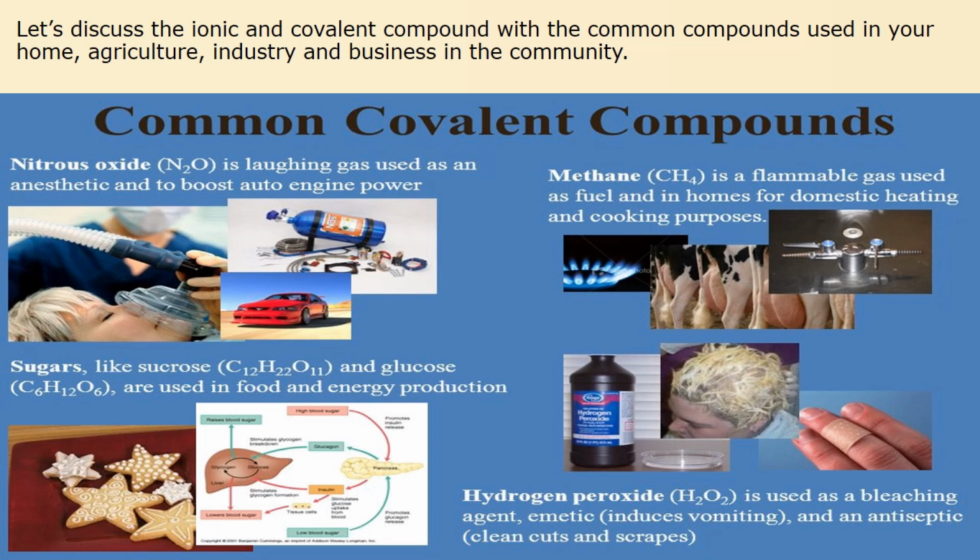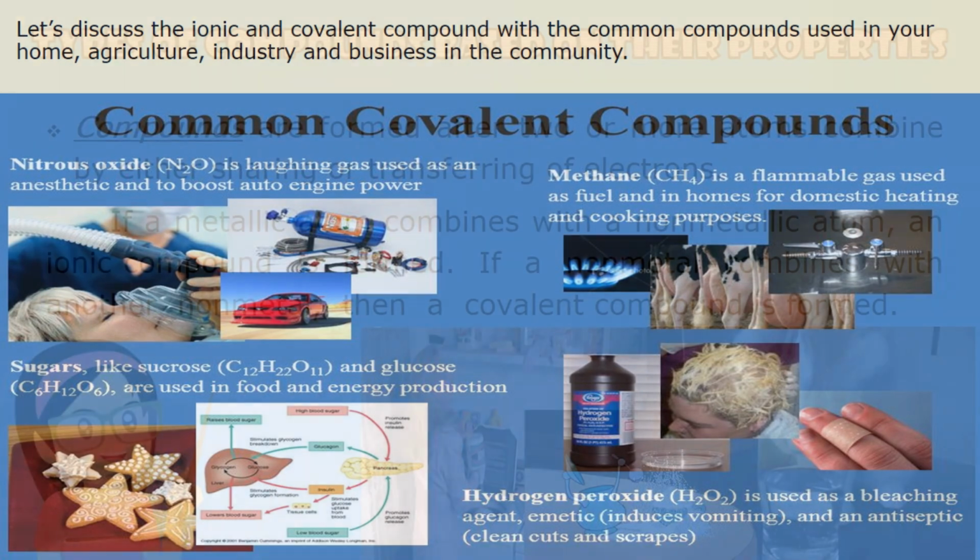Sugars like sucrose is a combination of C12H22O11, and glucose is a combination of C6H12O6, are used in food and energy production. Hydrogen peroxide is a combination of H2O2. It is used as a bleaching agent, emetic, which induces vomiting, and an antiseptic. It cleans cuts and skin.